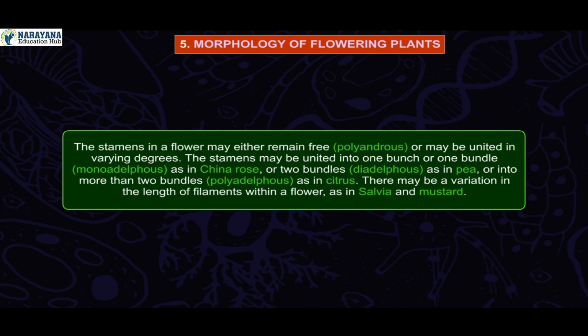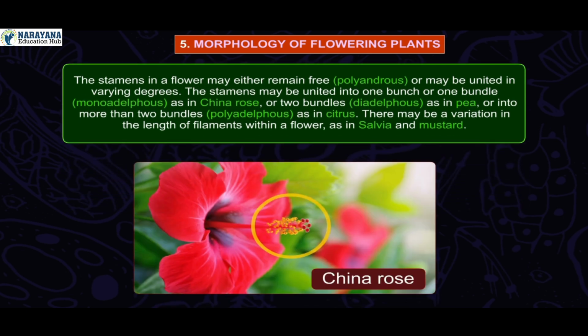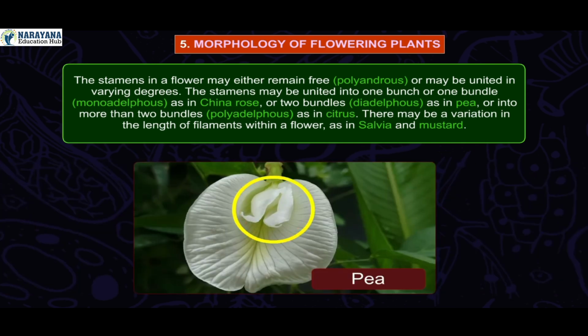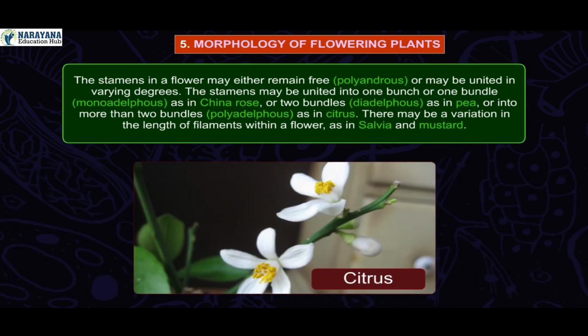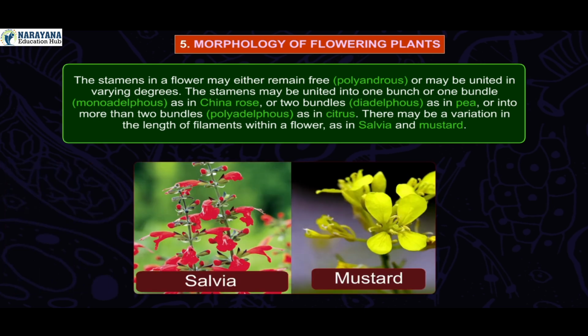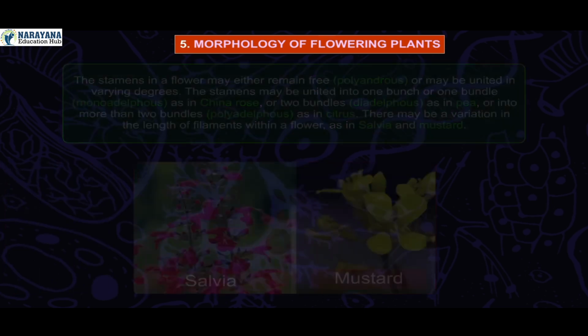The stamens may be united into one bunch or one bundle, that is monoadelphous, as in China rose, or two bundles, that is didelphous, as in pea, or into more than two bundles, that is polyadelphous, as in citrus. There may be a variation in the length of filaments within a flower, as in salvia and mustard.